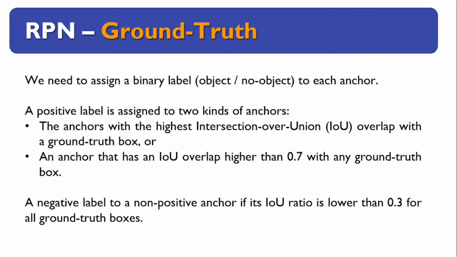A negative label is assigned to a non-positive anchor if its IOU is lower than 0.3 for all the ground truth boxes. By ground truth boxes, we refer to the final output bounding boxes for all the objects in the image.